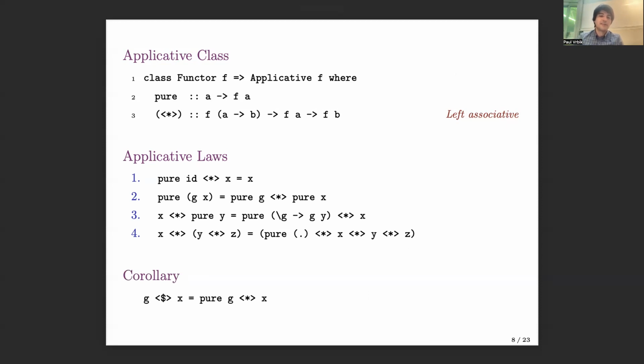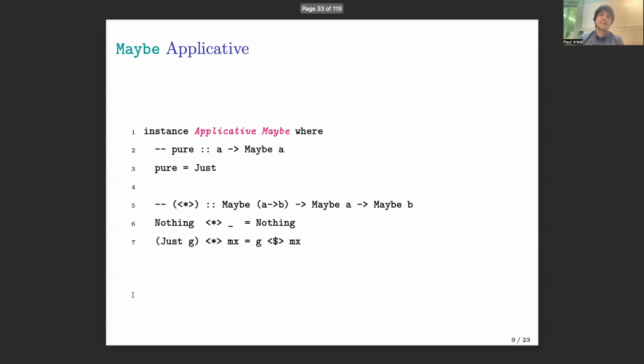Okay, so here's a corollary. G mapped to X is the same thing as pure G applicatively mapped to X. So this is called the applicative form, and I'll show you what that means on the next slide after this.